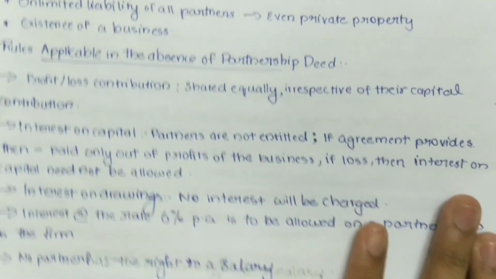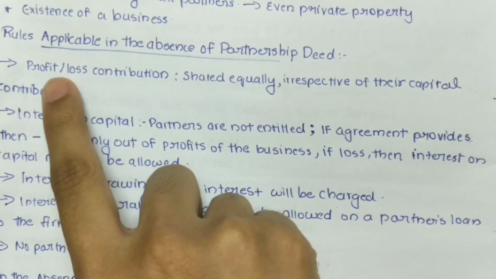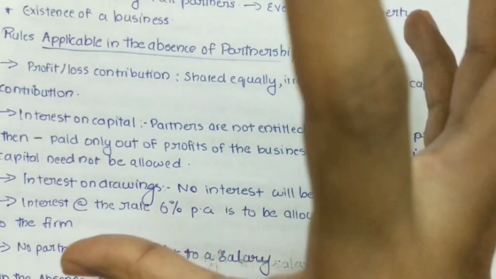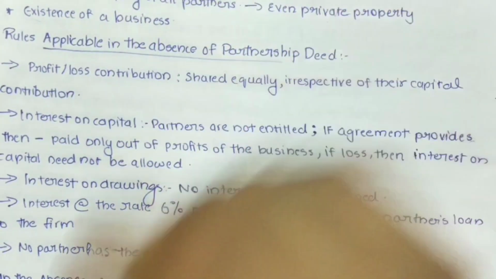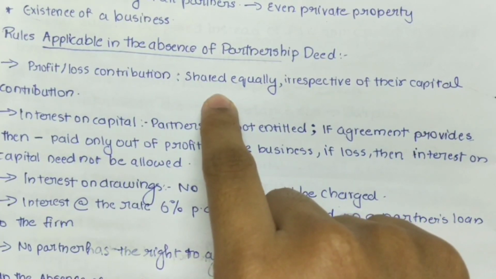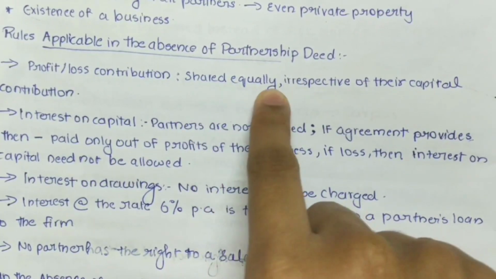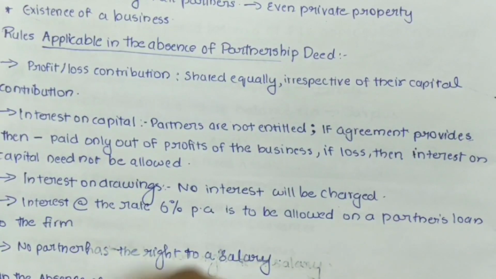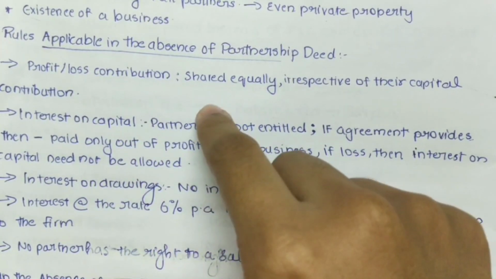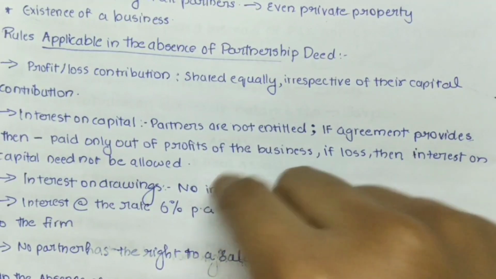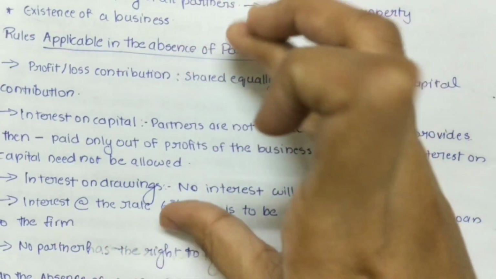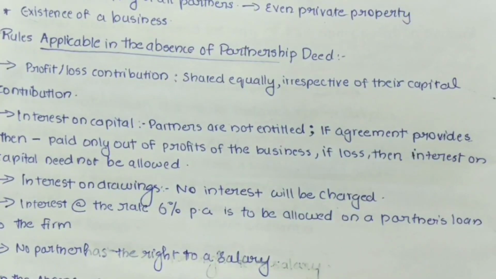The first point is about profit and loss contribution. In the absence of a partnership deed, we have to share profit or loss equally, irrespective of their capital contribution. What does that mean? For example, let's say A, B and C were there. A contributed 1 lakh, B contributed 1 lakh and C contributed 2 lakh. On the basis of capital the ratio should be 1:1:2. But if there is no partnership deed, then they are to share the profit or loss equally. If there is already an agreed ratio, it should be inside the partnership deed.